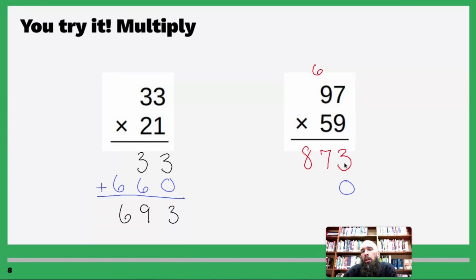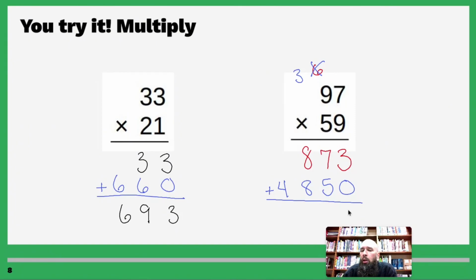Attach a 0. 5 times 7 is 35. Write out the 5. We don't need 6. Carry the 3. Okay. 5 times 9 is 45. 45 plus 3 is 48. So write that out. We're going to add these two numbers up.